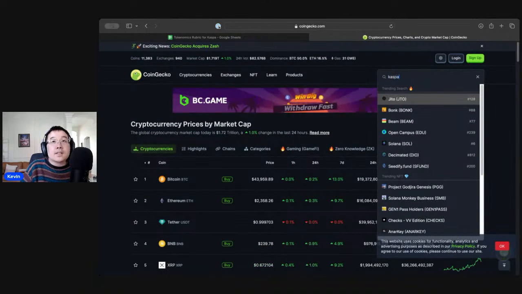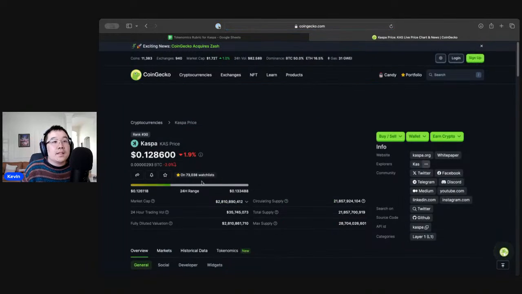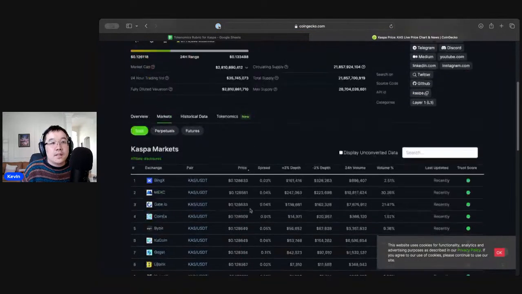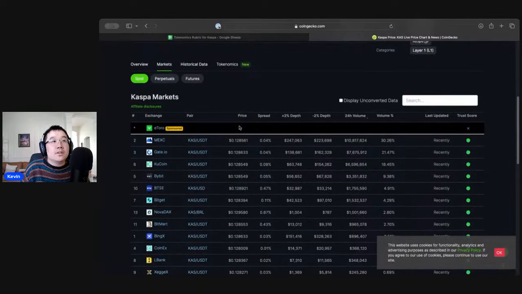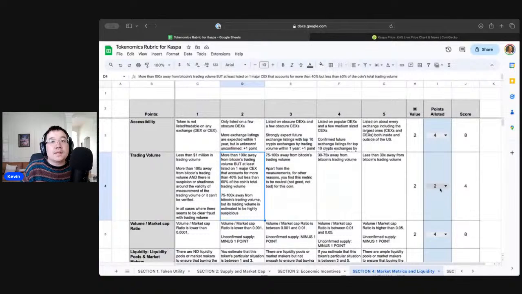Let's see that again. Let's double check that. Kaspa markets, and then you can see the volume. Mexi's decent, I guess. Gate.io, KuCoin. Yeah. So I feel comfortable putting this at a 2.